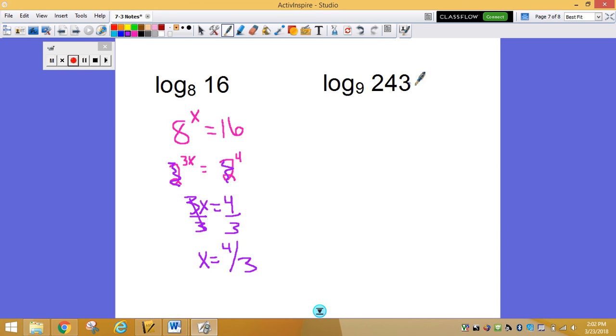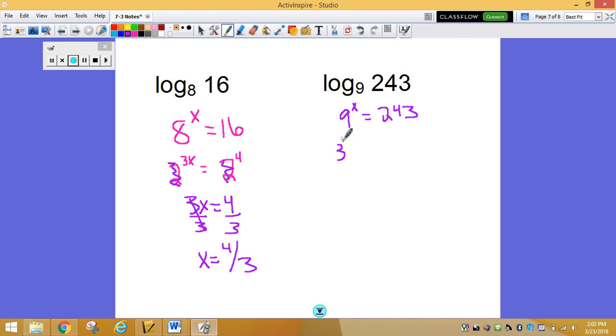Okay. This one's going to work pretty much the same way. 9 to what exponent will give me 243? It's not going to work. I'm going to get a base of 3. So some of you might be like, well, how do you even know what base to start with? Start with a smaller number. I know it has to be 3 because 3 squared is 9. I can't use a 2 because 2 to nothing will give me 9. And 4 won't work. So just use your common sense really with that.